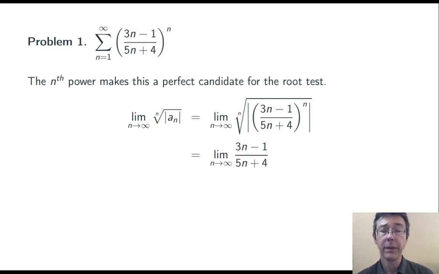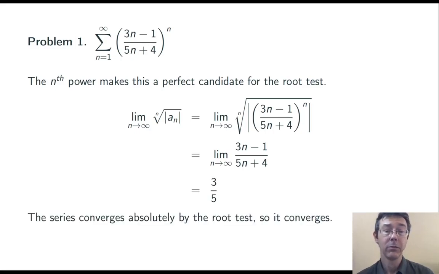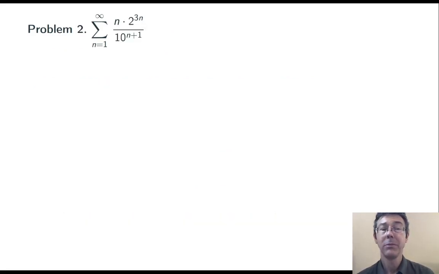And then the nth root of the nth power, those things are going to undo each other. Overall, limit n goes to infinity, 3n minus 1 over 5n plus 4. And then that's going to give us 3/5, for example, by factoring n out of the top and bottom. That's less than 1, so this series converges absolutely. Therefore, it converges.